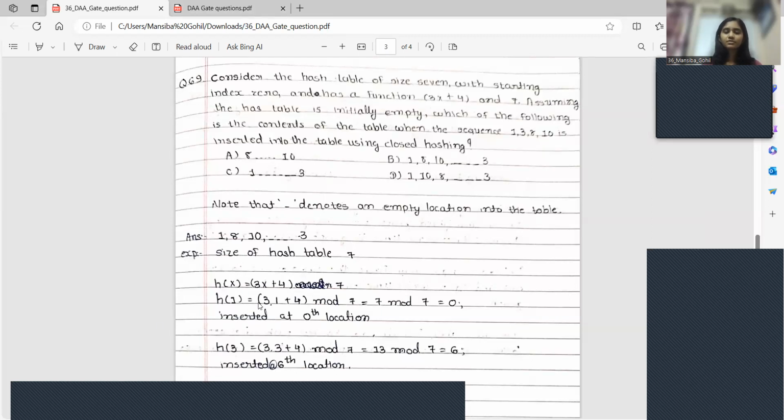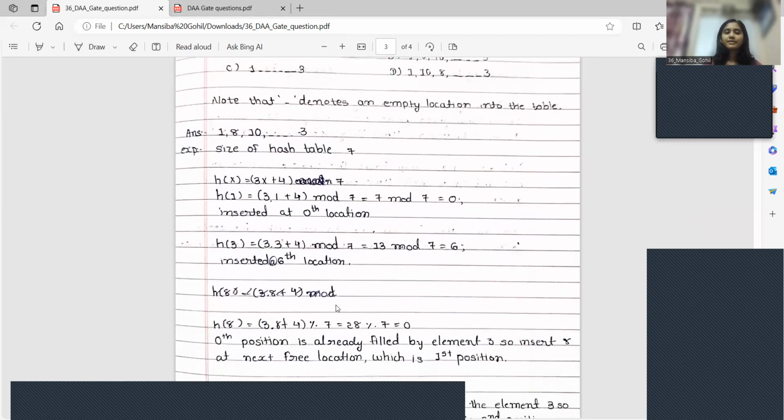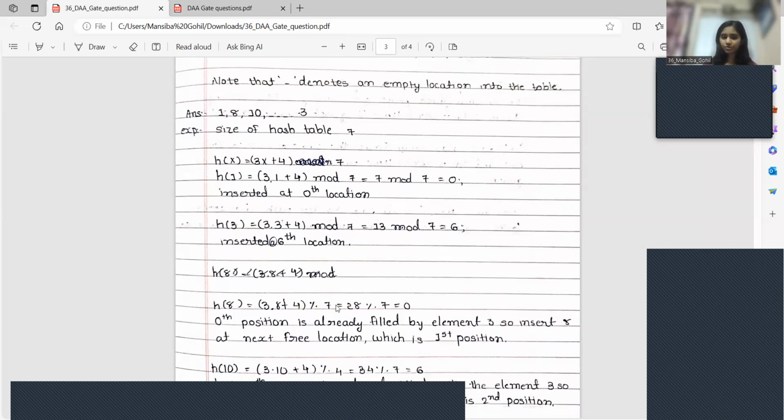We will be substituting x equal to 1 for the first time. So h of 1 equals 3 into 1 plus 4. So it would be 7 modular 7, which is 0. And as it is an empty array, we would be inserting it at the 0th position. Next, coming to the 3, as we do the calculation for the function, we would have 13 modular 7, which is 6. So we will insert it at the 6th position.